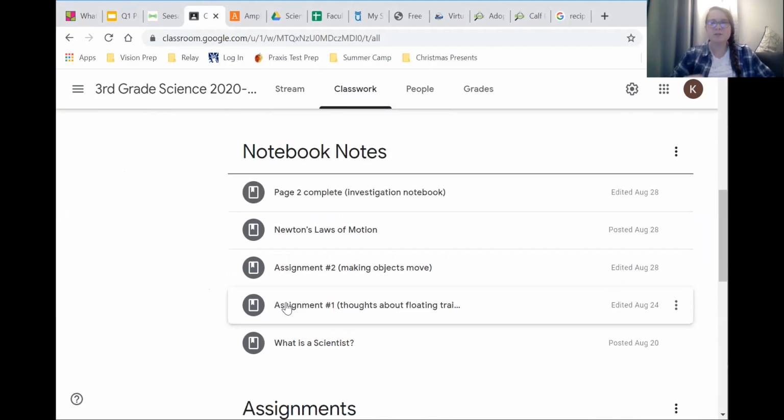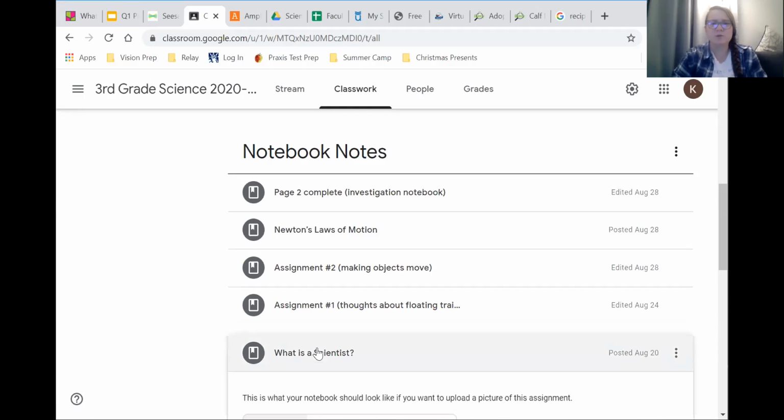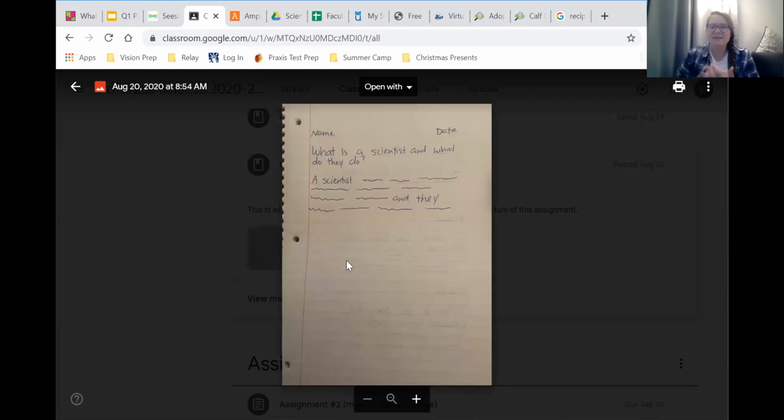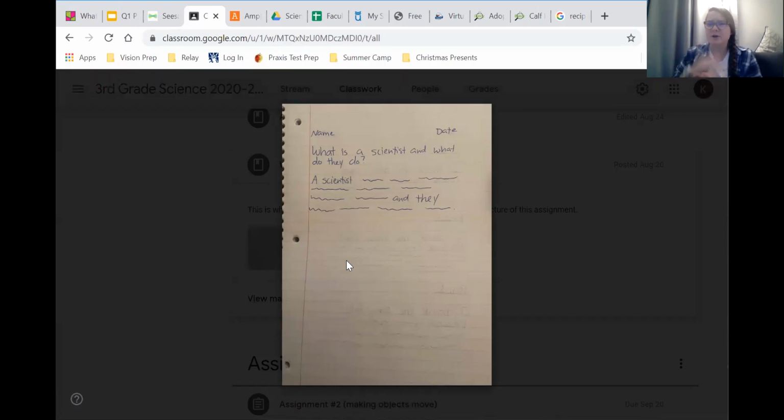Now you guys know that anytime I give you anything to do in your notebook, assignments that need to be turned in, that you can write in your notebook, you're always going to find it right here in notebook notes, okay? So this is third grade, but all this looks the same. When we went to what is a scientist, you'll only see a picture, okay? And as scientists, there are three things that we are always going to put in our paper, whether you're second, third, fourth, or fifth. You are always going to put these three things on your paper in your notebook.